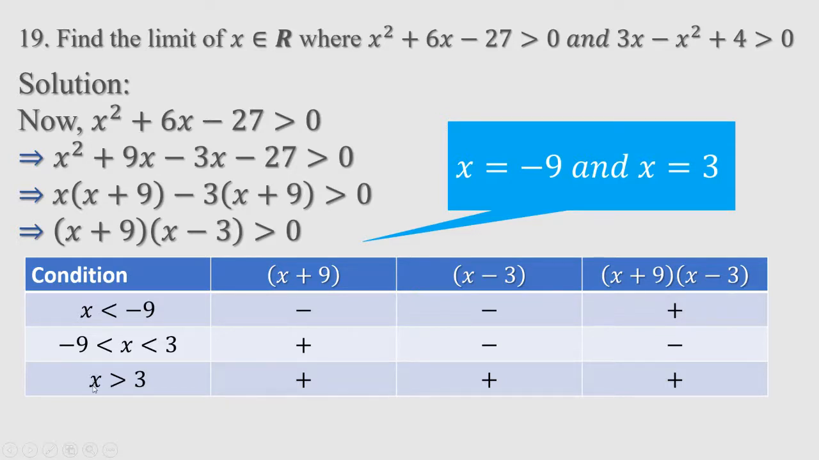Now for this condition, x greater than 3, value of this factor is positive, value of this factor is also positive. So these two are positive, so their multiplication is obviously positive. So for these two cases, x less than minus 9 and x greater than 3, value of this product is positive, that means greater than 0. That means our condition is fulfilled for these two conditions. So therefore limit here x less than minus 9 or x greater than 3.